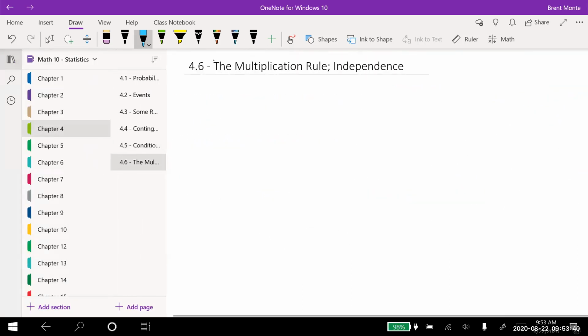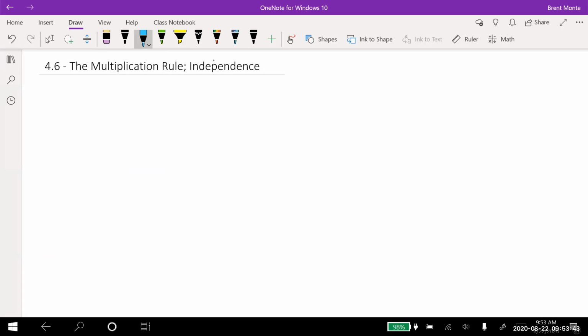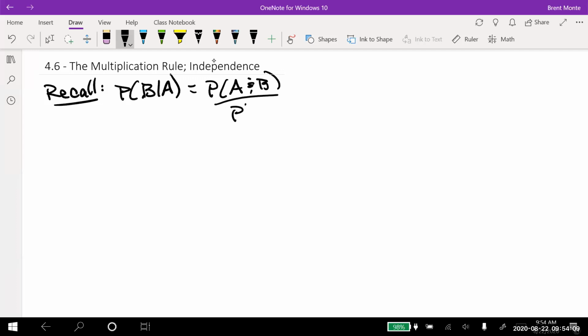Okay, so 4.6, the multiplication rule and independence. So what we're going to do, let's go back to something we saw before. And when I say before, it wasn't very long before. It was the probability of B given A. Remember, we said, oh, that's the probability of A and B divided by the probability of A. Because remember, we know A happens, so that's going to cut it down to a certain probability. That's why the one that we know happens is on the bottom.